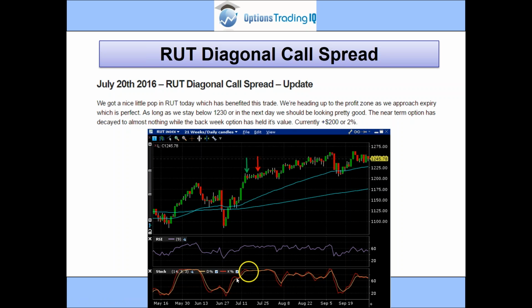Okay, so again, that entry point on the daily time frame was really overbought as well. Had this massive rally up, and we just kind of trade sideways, which is perfect. Okay, so ended up making about $200 on the trade.